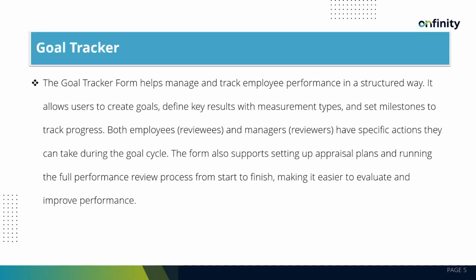The goal tracker form helps manage and track employee performance in a structured way. It allows the user to create goals, define key results with measurement types, and set milestones to track progress. Both employees, also known as reviewees, and managers, also known as reviewers, have specific actions they can take during the goal cycle. The form also supports setting up appraisal plans and running the full performance review process from start to finish, making it easier to evaluate and improve performance.